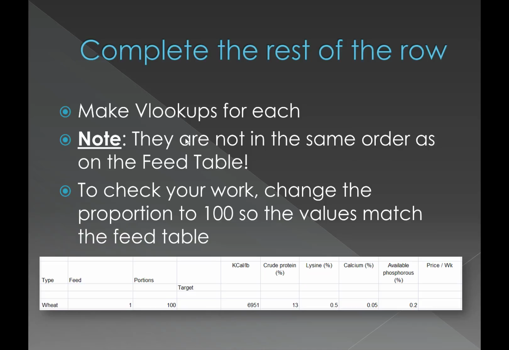So now what you're going to do is continue to the right and keep doing VLOOKUPs. We don't have to copy them down. Let's just copy them all down at the end. Keep in mind they are not the same order on the feed table. Check your work, change each one to 100, see if the values match what it was on the feed table, and if so, good, then move on to the next one.